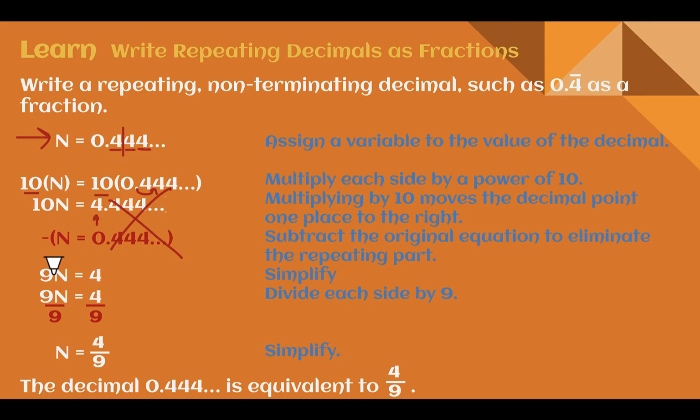My final step, divide both sides by the number that's in front of the variable, so dividing by 9, I end up with n equals 4/9. I don't want to divide this part because I'm turning it into a fraction. I want to leave it showing the division. So my number, which was equal to my repeating decimal up here, that same variable is equal to the fraction 4/9. So 0.444 repeating is equal to 4/9.